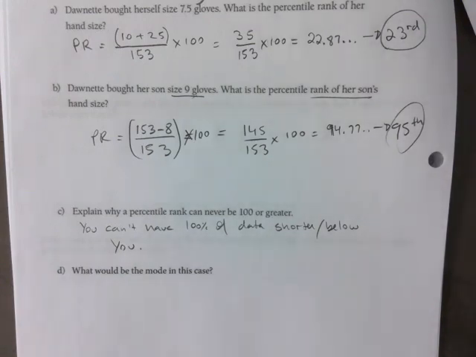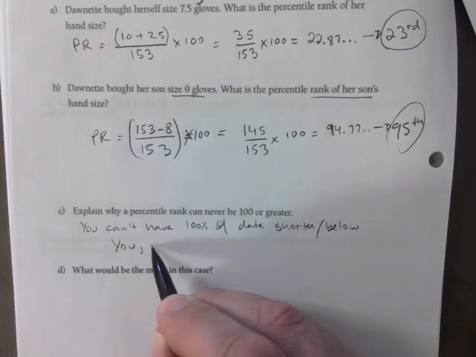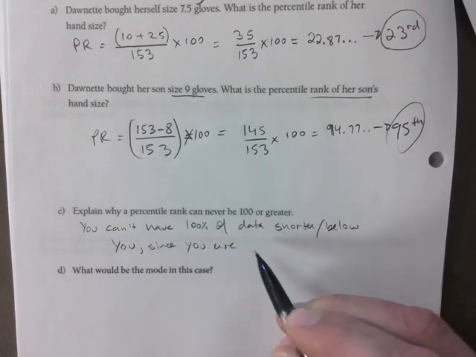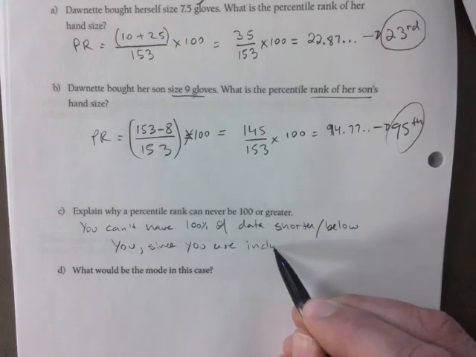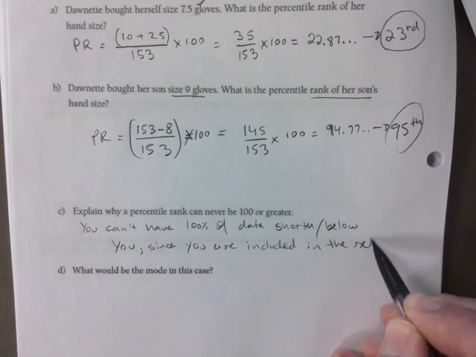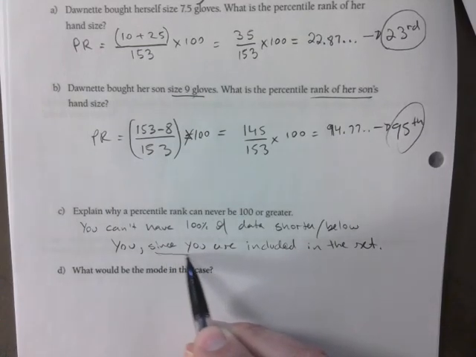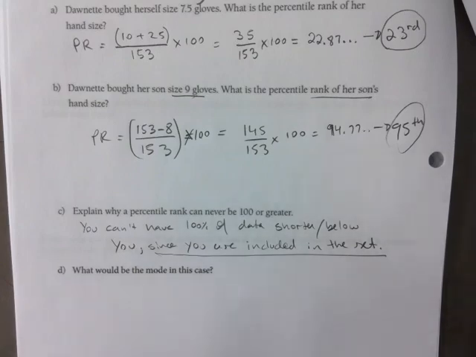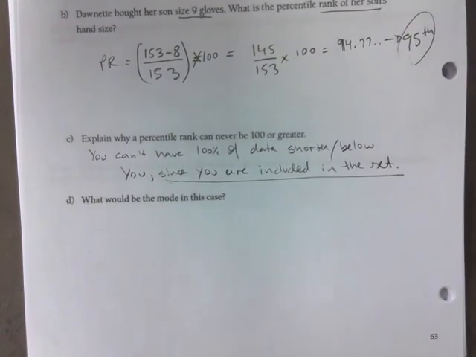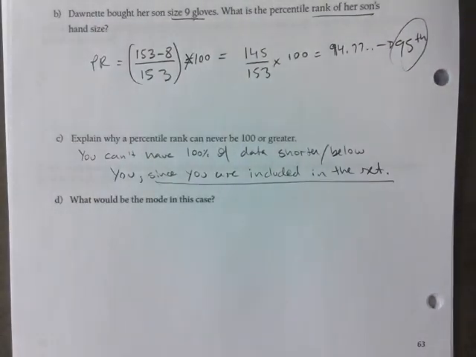So I will add to this. Since you are included in the set, that is probably worth mentioning. Since you are included in the set, you can't have 100% being shorter than you. It would be 99%. That would be the most you can have, the 99th percentile.